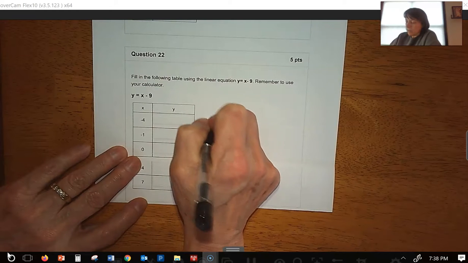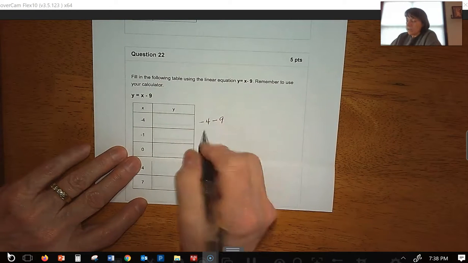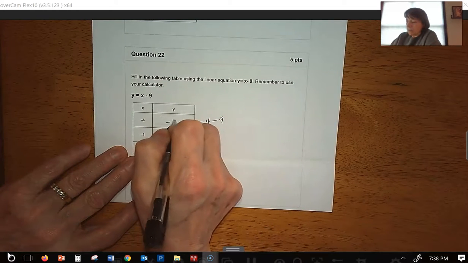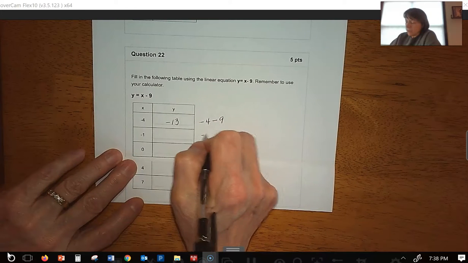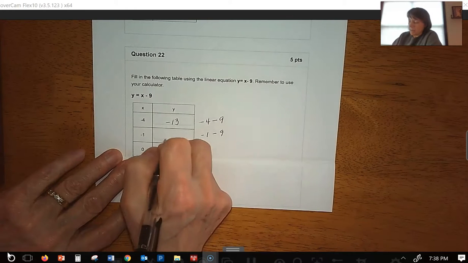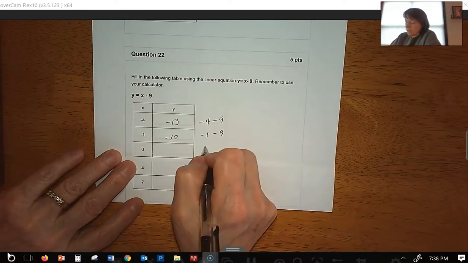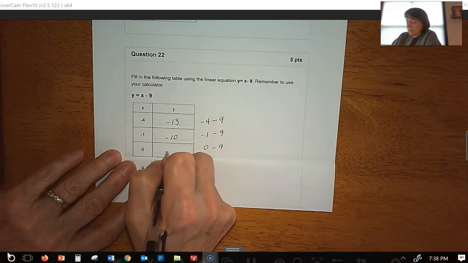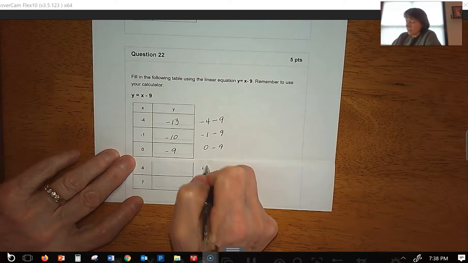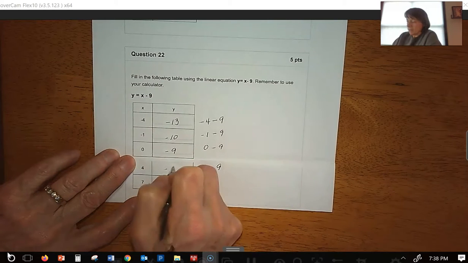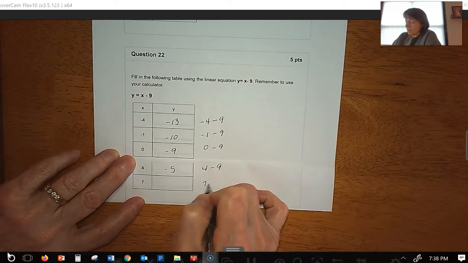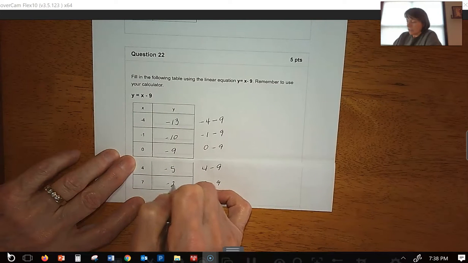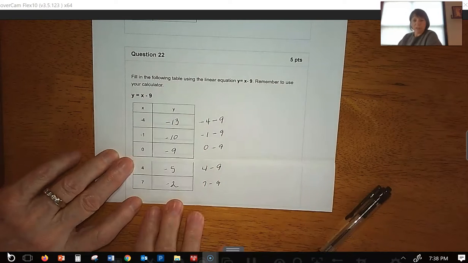So this would be -4 minus 9. If you do that on your calculator, you're going to get -13. And then this would be -1 minus 9, and that's going to be -10. And then this is 0 minus 9, and that's going to be -9. And then this is 4 minus 9, and that will be a -5. And then this is 7 minus 9, and that would be a -2. Again, use your calculator on those.